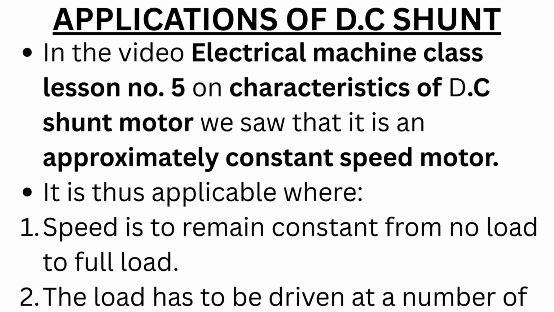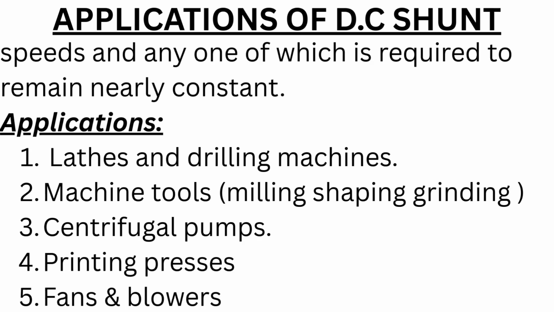Now let's look at applications of DC shunt motor. In the video Electrical Machine Class lesson number 5 on characteristics of DC shunt motor we saw that it is an approximately constant speed motor. It is thus applicable where speed is to remain constant from no load to full load. The load has to be driven at a number of speeds and any one of which is required to remain nearly constant. Applications: 1. Lathes and drilling machines.